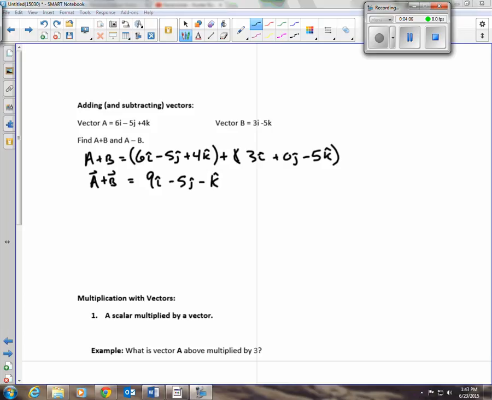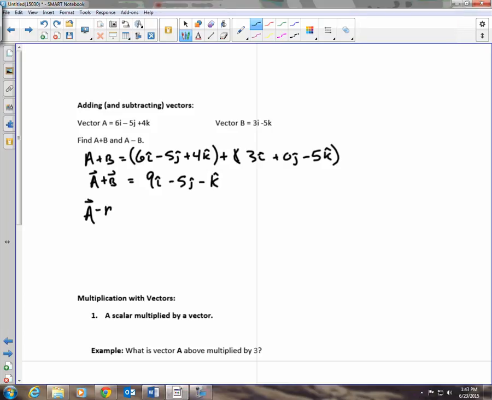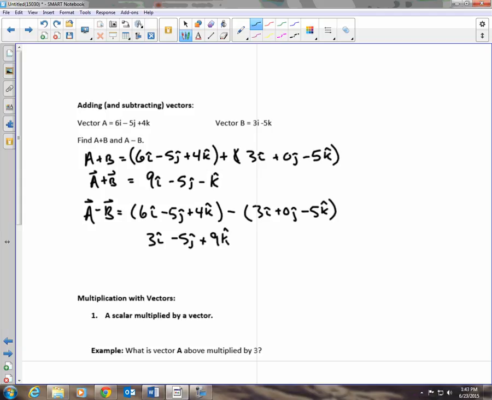Now, for vector A minus vector B, I would take 6i minus 5j plus 4k, and I would subtract 3i plus 0j plus minus 5k. So that's going to give me 6i minus 3i is 3i. Minus 5j minus 0 is minus 5j. And then plus 4k minus a negative 5k is going to give me plus 9k.